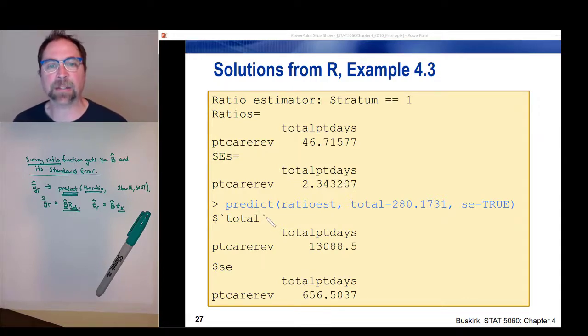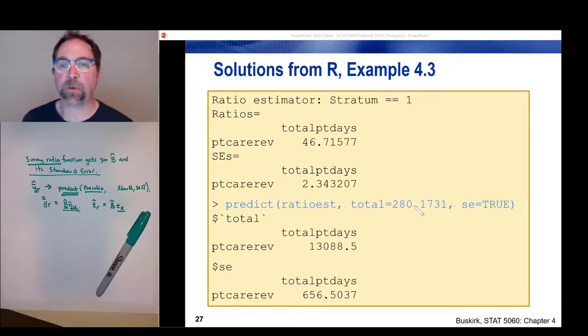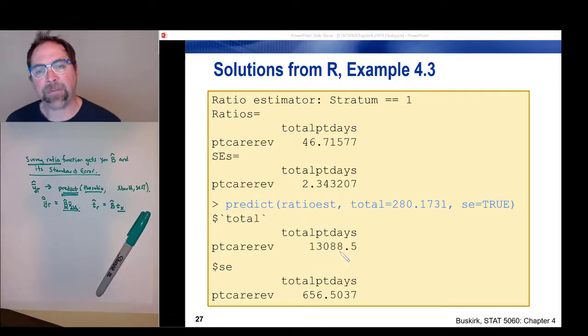So that is going to be in the next code here. I'm going to predict using the ratio estimate object, my total again is X bar U, because I'm trying to project onto the Y bar U scale. And then the standard error is true. So my estimated Y bar U is 13,088.5, and the standard error is 656.5. I believe that we saw these two numbers earlier in our example, in our calculations. So it's good to see that they match.